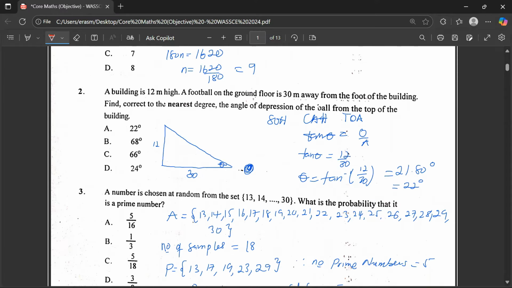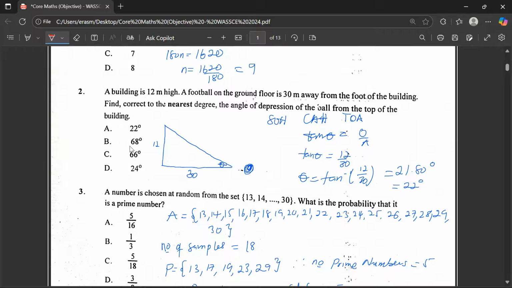Now the next question is that a building is 12 meters high. A football on the ground floor is 30 meters away from the foot of the building. Find, correct to the nearest degree, the angle of depression of the ball from the top of the building.